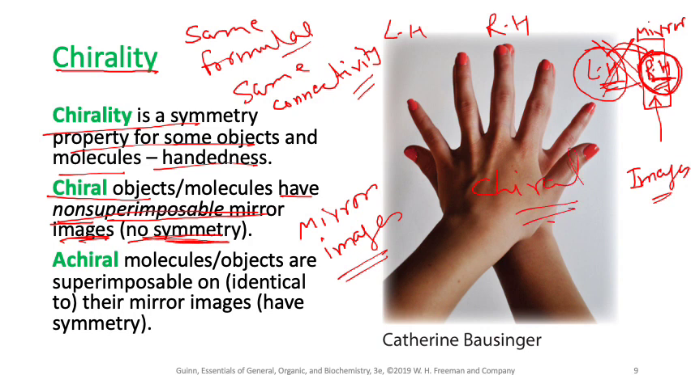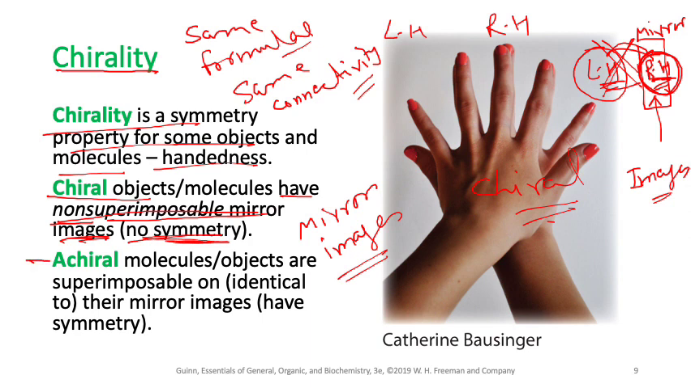Can you give me one more example of a chiral object? Our left hand, right hand, like shoes. They are also chiral, they are not symmetrical. We cannot put our left foot into the right shoe, and vice versa, right? So that's why shoes are also chiral.